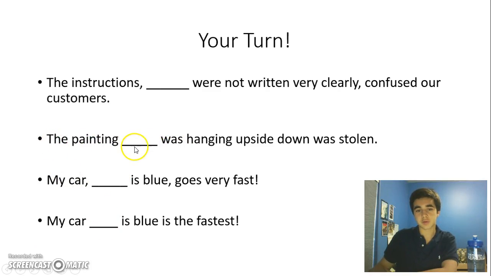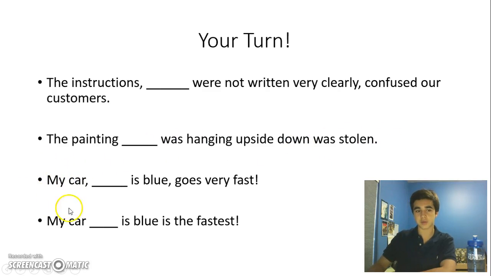What did you write for this one? Please say it aloud. "For the painting, blank, was hanging upside down, was stolen." The painting that was hanging upside down was stolen. Hopefully that was your answer, because you can't just say "the painting was stolen." But the thing is, when you say that was hanging upside down, you're saying exactly which painting it was, because there could be many paintings. And to differentiate which one, you're saying that was hanging upside down was stolen.